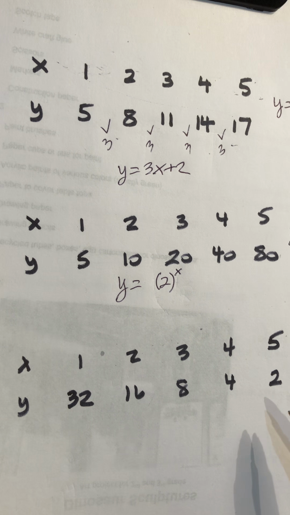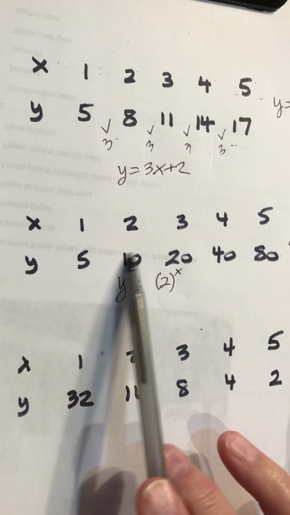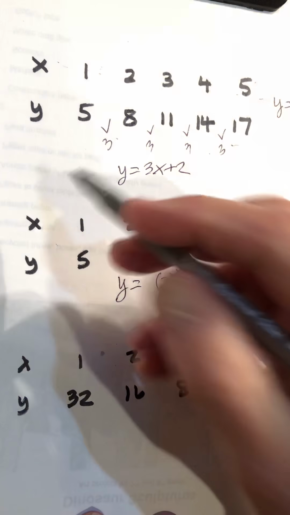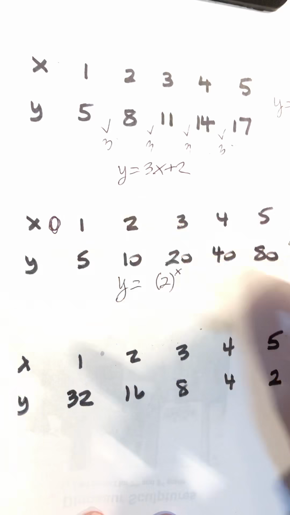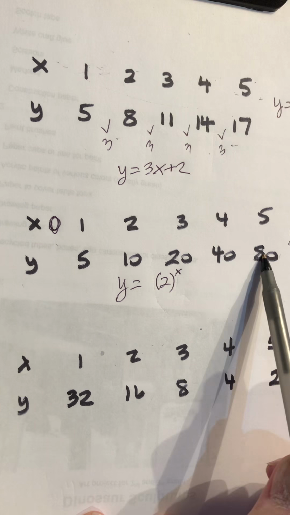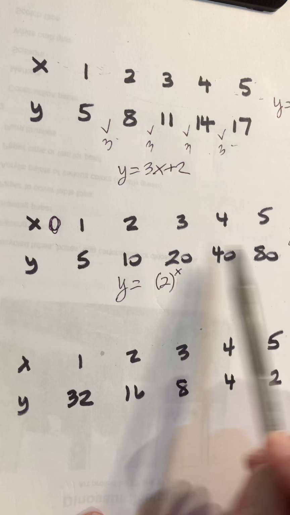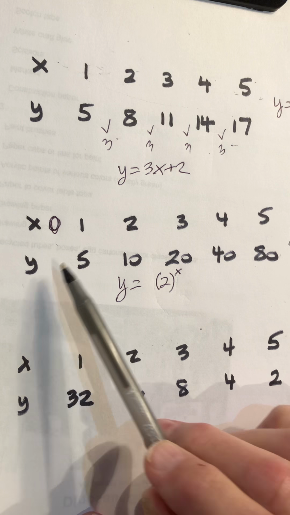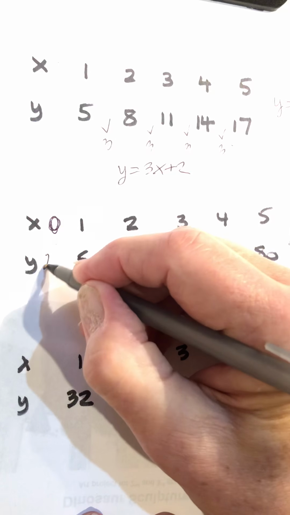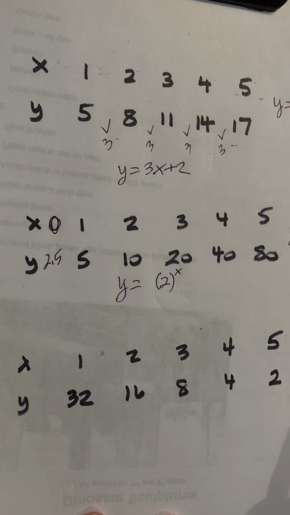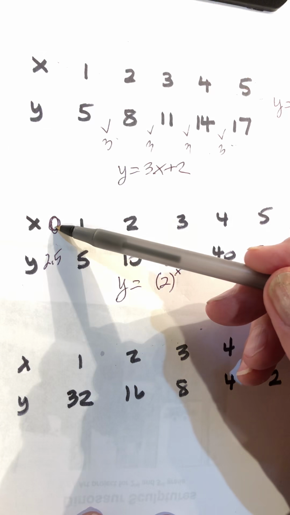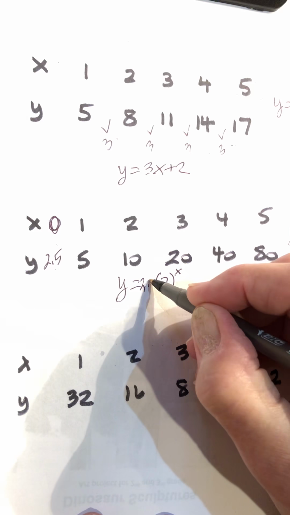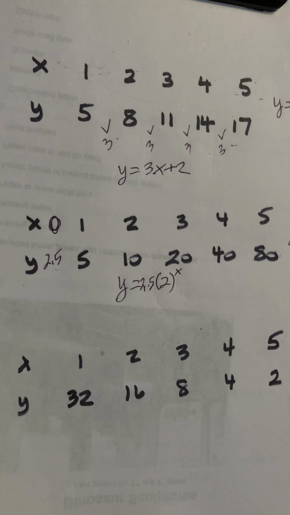Well, can I figure out from this what the 0 value would be? When x is 0, what would y be? Well, every one of these is cut in half as I'm going this way, or doubling going this way. So if I cut this in half, this would be 2.5. Okay, that is my y-intercept, isn't it? Because x is 0 at the y-intercept. So that's 2.5 times 2 to the x.